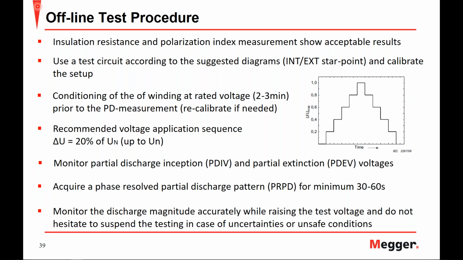When performing the test, a phase resolved partial discharge pattern is recommended to be taken for a minimum of 30 to 60 seconds at each step. And ultimately, the goal is to monitor the discharge magnitude accurately while raising the test voltage, and of course, not to hesitate to suspend the test in case of any uncertainties or unsafe conditions.